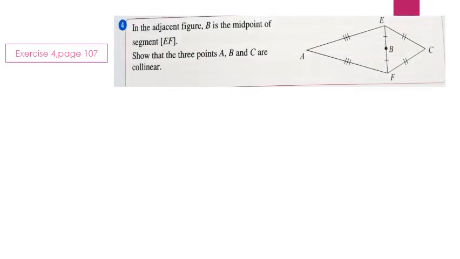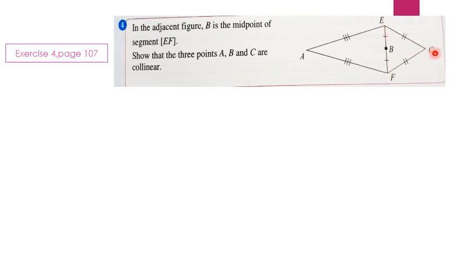Now exercise 4, page 107. In the adjacent figure, B is the midpoint of segment EF. I have to prove that points A, B, and C are collinear. Collinear means belonging to the same line. Here, look, AE equals AF. This means that A is equidistant from E and F, then A belongs to the perpendicular bisector of EF. Okay, this is the first part.